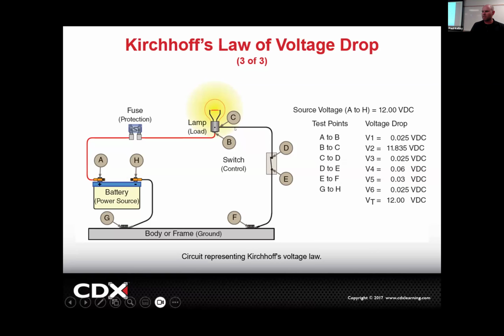What's the load dropping? If it's a good number, we're chilling. We don't need to measure anything else. If it's a bad number, we're like, all right, I verified. There's a problem out in the circuit somewhere.